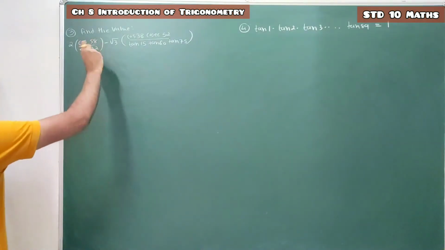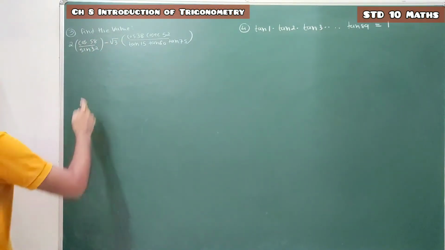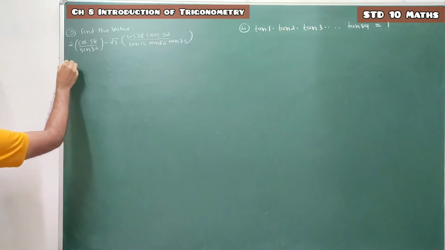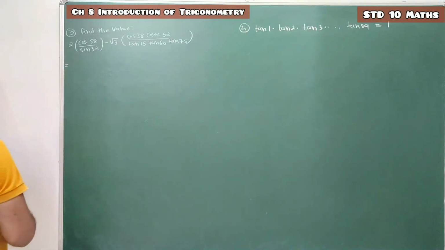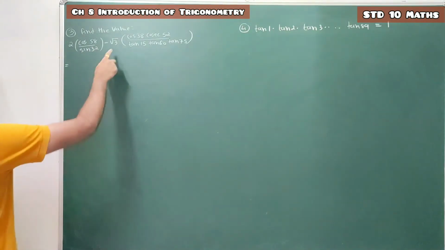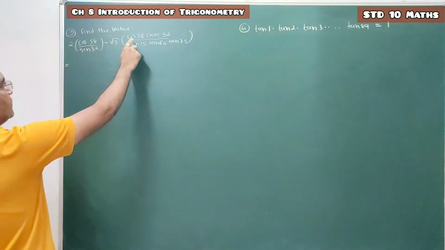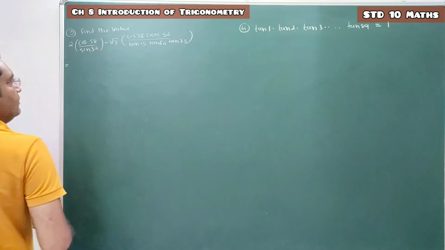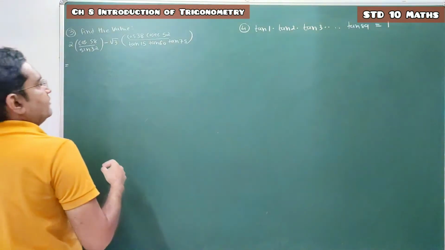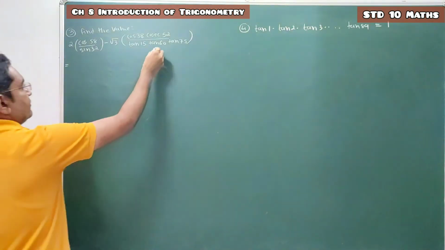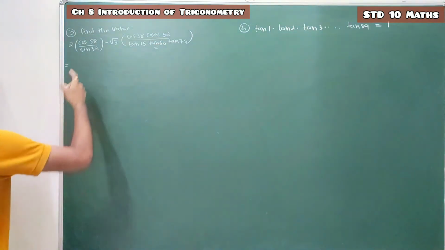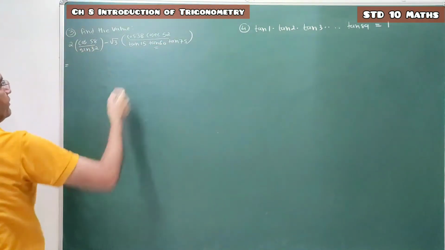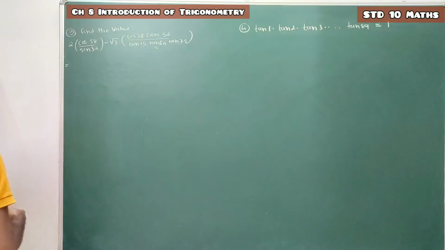Okay, now next is question number 3. You have to find the value of 2 into cos 58 upon sin 32 minus root 3 bracket cos 38 into cosec 52 upon tan 15, tan 60 and tan 75. So you can put the value of tan 60, but these 58, 32, 15, 75 values are not given.